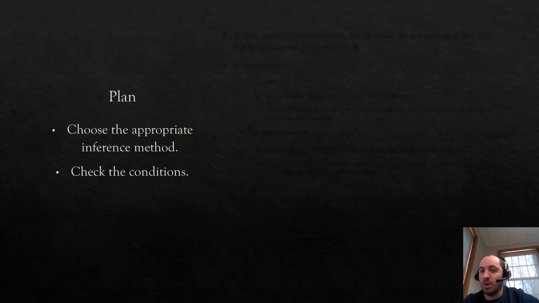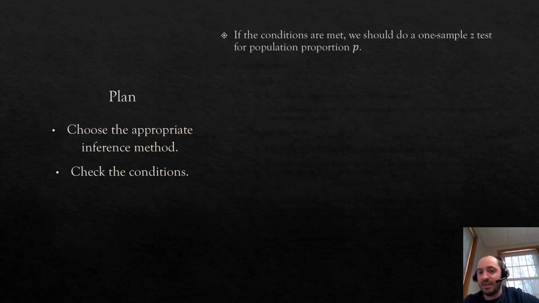So now we want to go to the plan phase. Here, we're going to state the inference method. So we have a one sample z-test for population proportion p. And now we check the conditions.